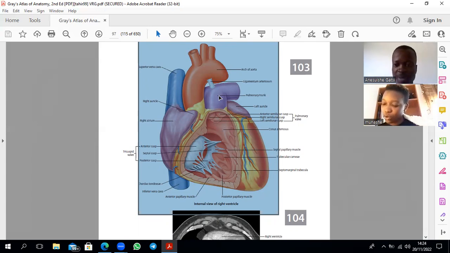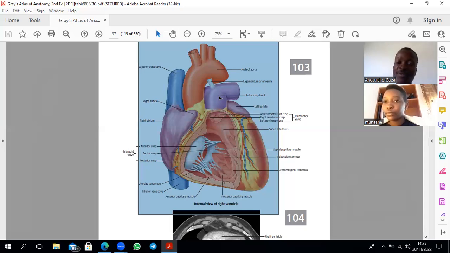So the branch that is coming from the right coronary artery is called the right conus branch. Yes. It's supplying the funnel-shaped area that is between the right ventricle leading to the pulmonary trunk. Okay.